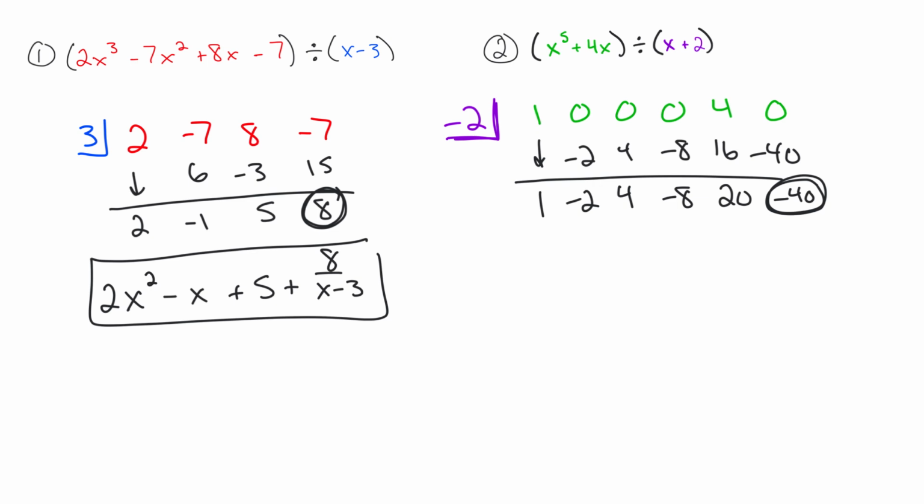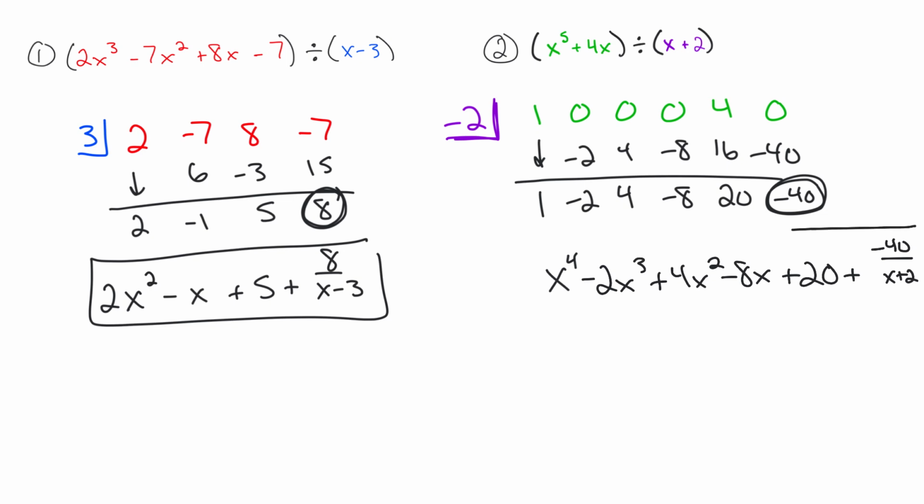There's my remainder. So the answer is going to start with 1 less power than x to the 5th. So it's going to start with x to the 4th. You could put the 1 in front of it, but it's not going to do anything. 1x to the 4th is the same thing as x to the 4th. Then it'll be minus 2x cubed plus 4x squared minus 8x plus 20 plus the remainder over the divisor. And that is my solution.